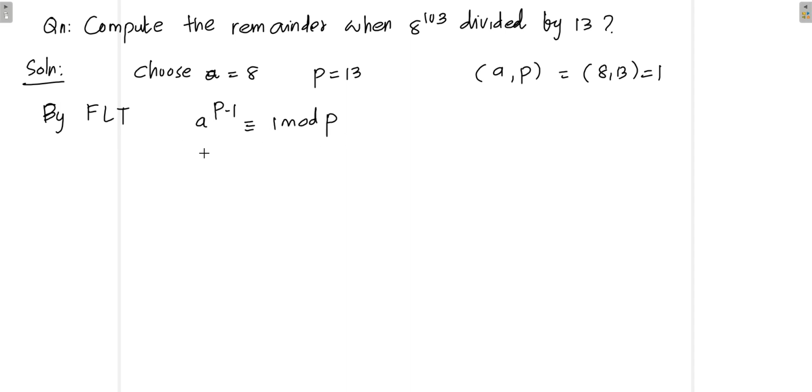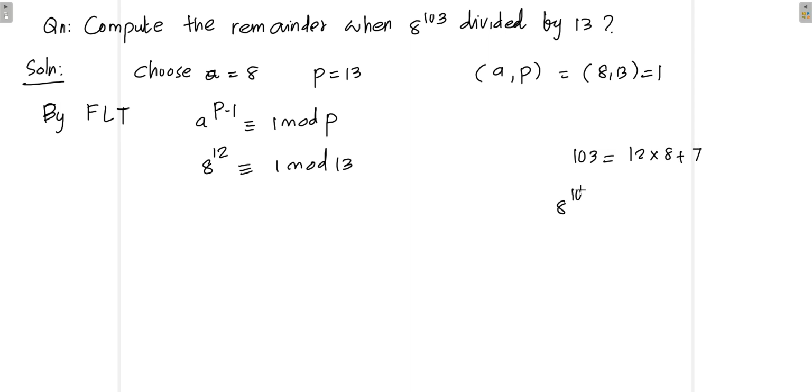Okay, that is a raised to p minus 1 എന്ന് വെച്ചാൽ 8 raised to 13 minus 1, 8 raised to 12 congruent to 1 mod 13 എന്ന് നമുക്ക് എഴുതാനായിട്ട് സാധിക്കും. നമുക്കിവിടെ വേണ്ടത് 103 ആണ്. ഓക്കെ, സോ 103യെ 12ന്റെ മൾട്ടിപ്പിൾസ് ആയിട്ട് എഴുതാൻ പറ്റുമോ എന്നുള്ളതാണ് ചോദ്യം. Is 12 into 8 plus 7.